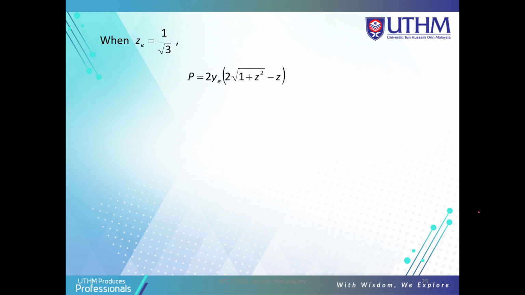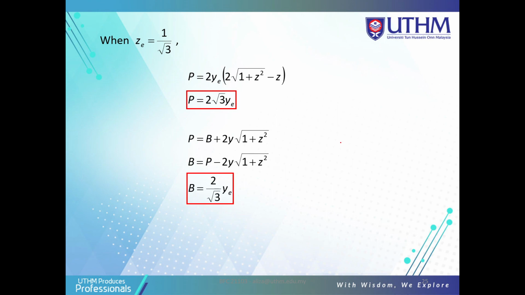Okay, so ZE, just put back the value of ZE, so you get the P. Okay, so you get the P, so you put back the normal equation, the normal equation for the parameter of the trapezoidal. So put back the B and you get the B.